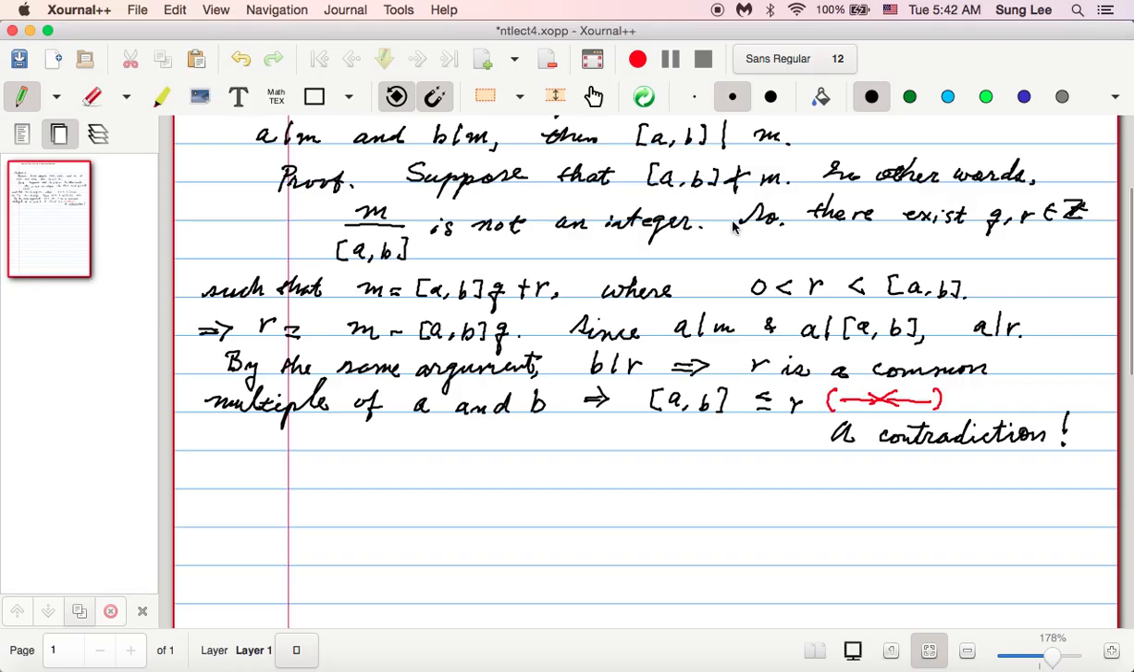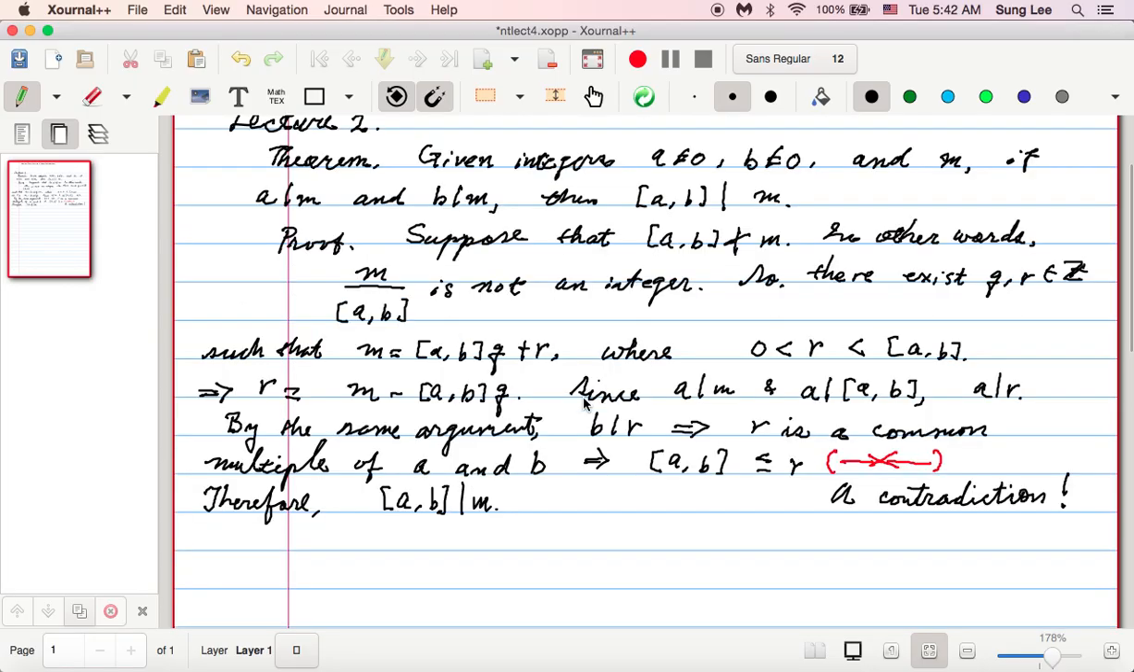And so the other possibility is this. Therefore, this is proof by contradiction. Therefore, the least common multiple of a and b must divide m. That's the only other possibility. So that's the end of the proof.